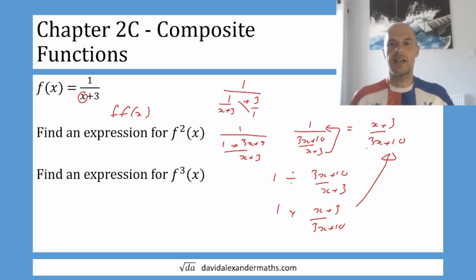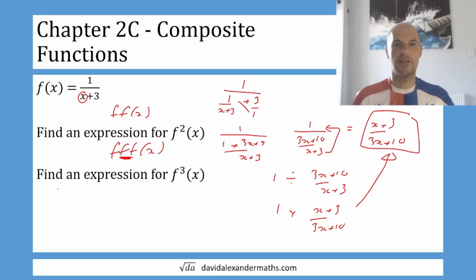Okay, so what we've got here is f squared of x, and we want f cubed of x, which is the f of f squared of x. So I've already worked out the ff of x, so I need to put the ff of x into the function f again.